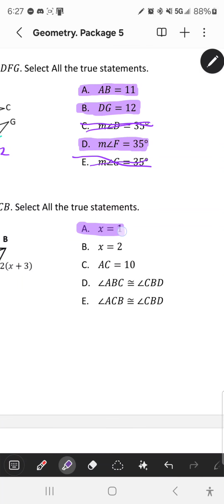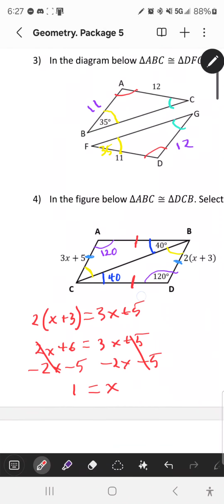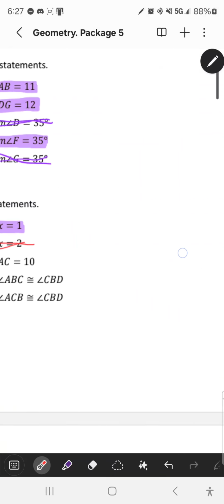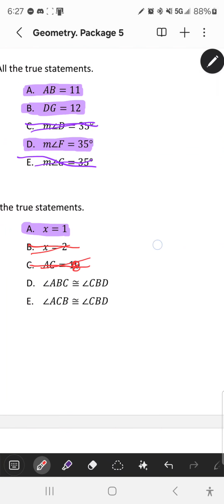So A is true, B it is not. Now AC equal 10. Let's see that. So we have that x equals 1, so 3 times 1 plus 5, 3 times 1 is 3. 3 plus 5 equal 8. So AC equal 8. So no.